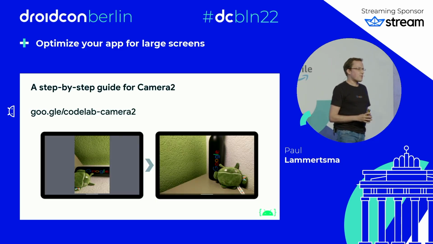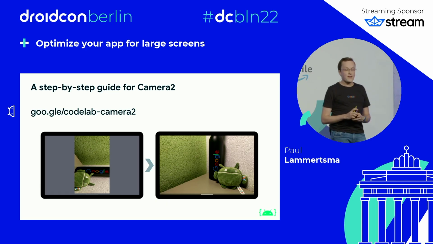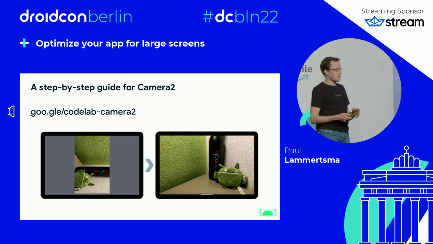So correctly transforming the image for every possible scenario is actually really challenging. But we have published a step-by-step guide that provides guidance in the Camera2 APIs to accomplish this. I've linked it here in the slides.